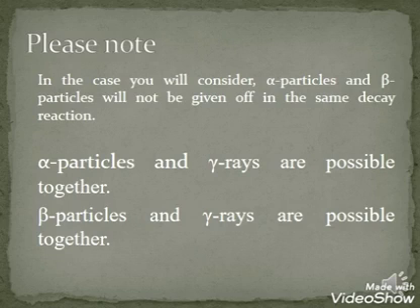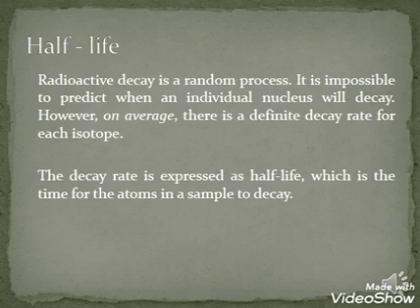We are now going to proceed to the next topic, which is half-life. Radioactive decay is a random process. Remember, if we say random process, it is impossible for us to predict when an individual nucleus will decay. However, on average, there is a definite decay rate for each isotope.